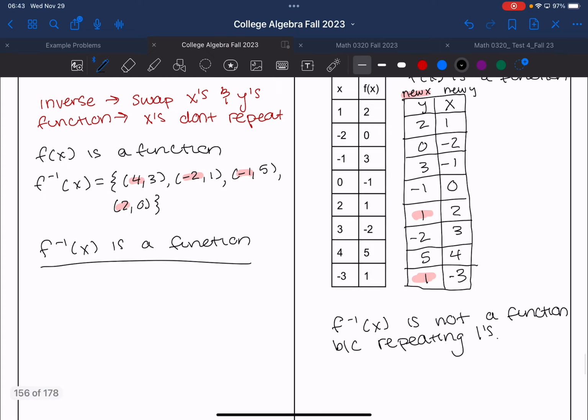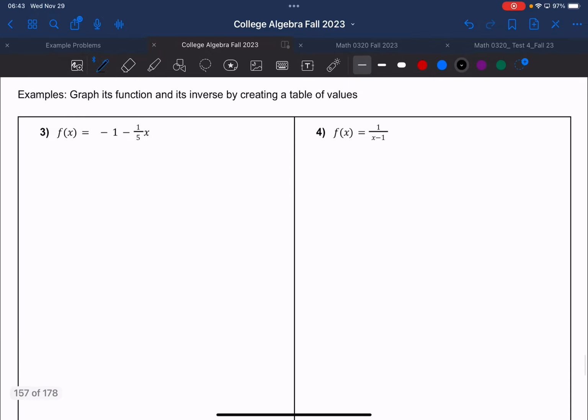And in the next examples, we're just given equations. So in this part, it's asking us to graph its function and its inverse by creating a table of values. So we're first going to create a table of values for our function, and then we're going to use the concept of swapping the x's and the y's to find our inverse table.